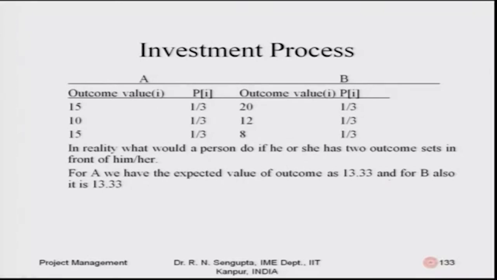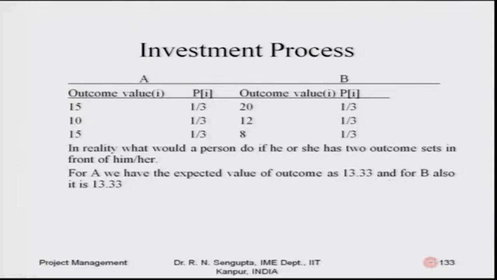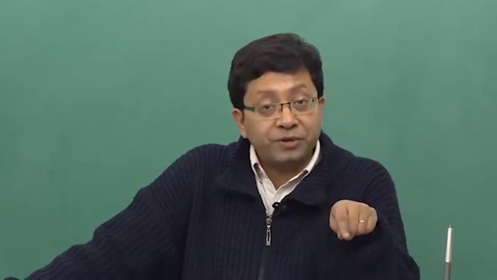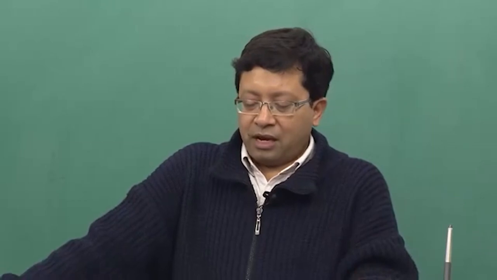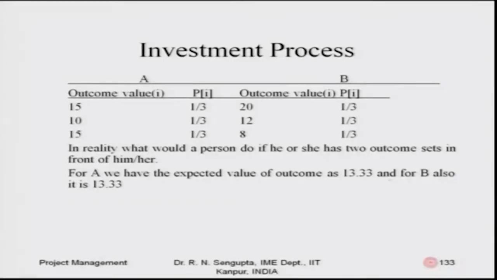In the investment process, even though the heading says investment process, I am considering the investment from the point of view of an investor or a project manager. So, the machines are A, B. If you see the first column, which are the outcomes, the second column is Pi, the corresponding probability, then you have the outcomes in the third column. I am just using the word outcome. Outcome basically means on the value sense, not rupees, not dollars, not yens, it means something else. I will come to that. And the last column is again probability.